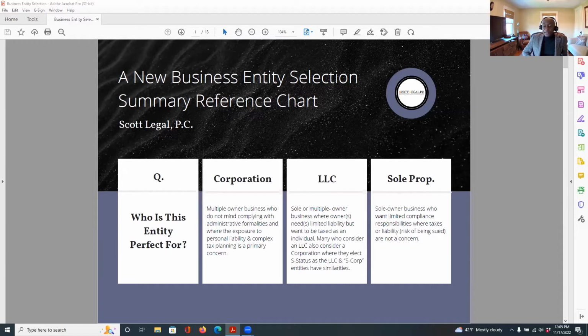Now we move to the far left, and we're going to talk about a corporation. When you set up a sole proprietorship, one of the big issues with the sole proprietorship is that there's no separation between the business and yourself.